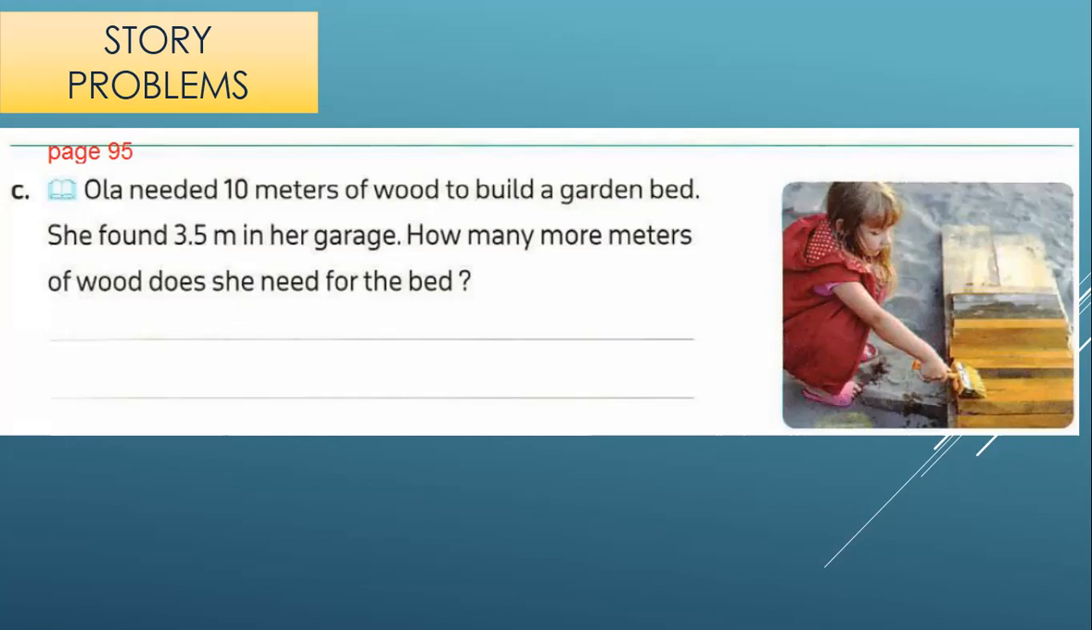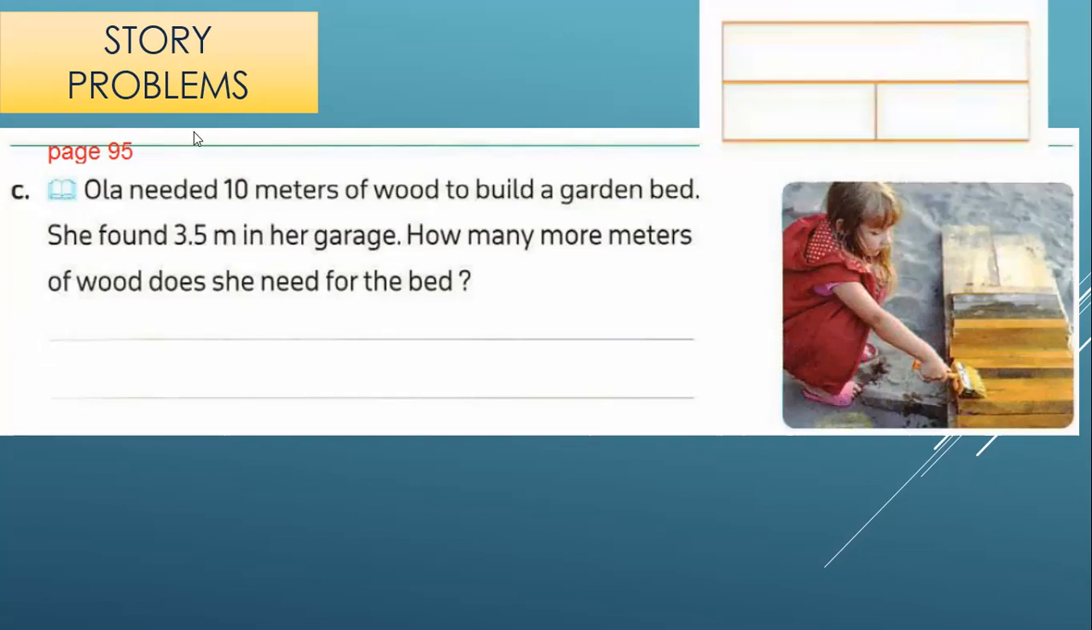What did you do? Which operation did you use? Addition or subtraction? I did subtraction. You used subtraction. Very good. We subtract 10 minus 3.5. If we use the bar model like this, where will you write 10? I will write the 10 in the largest rectangle.